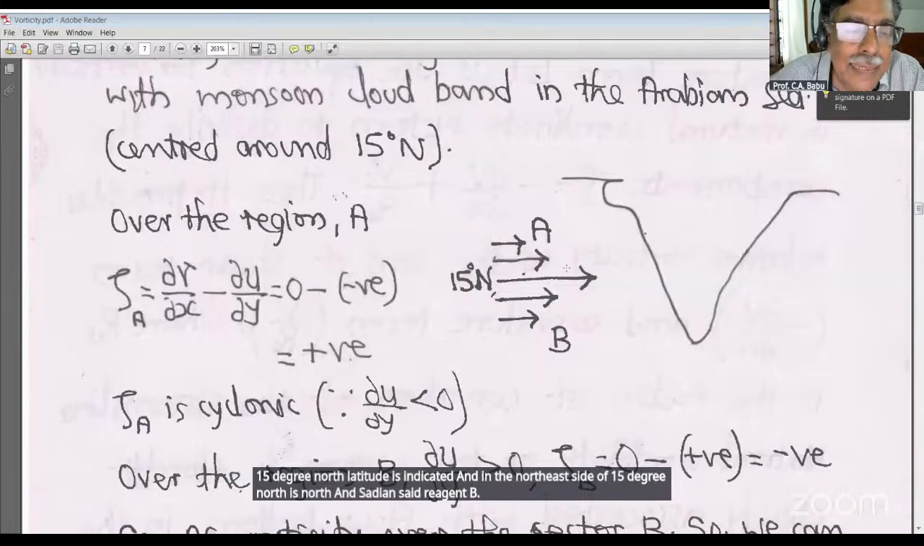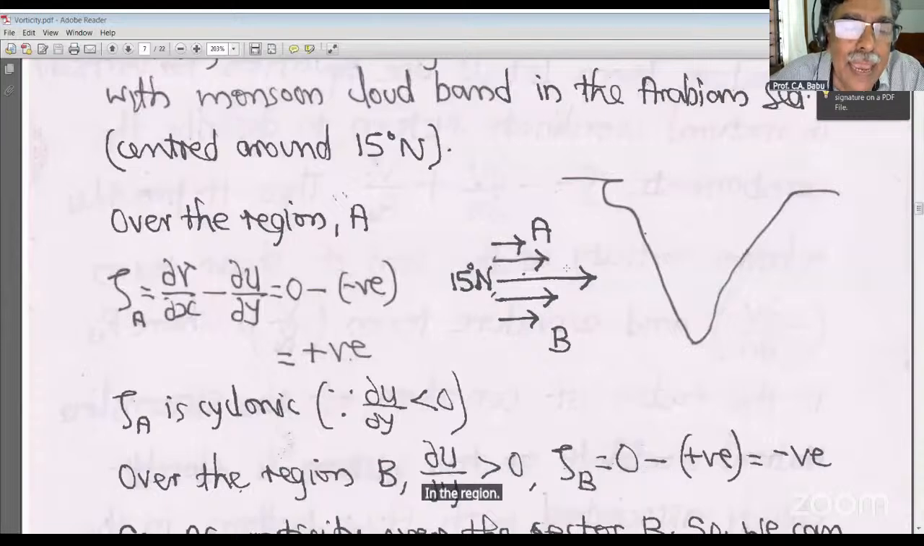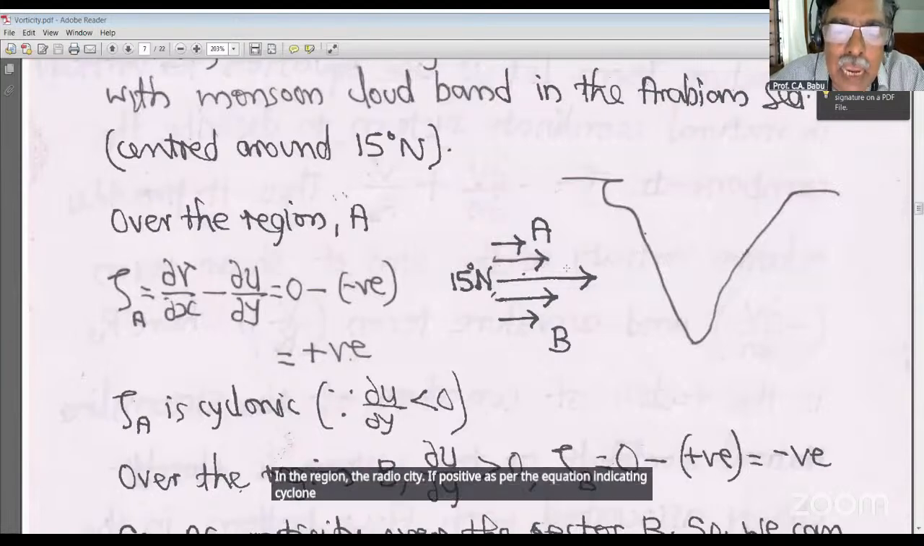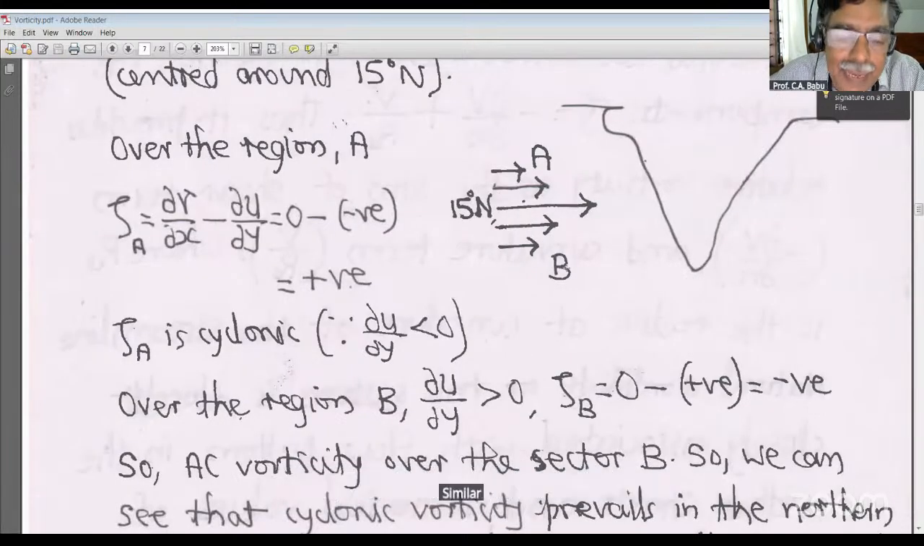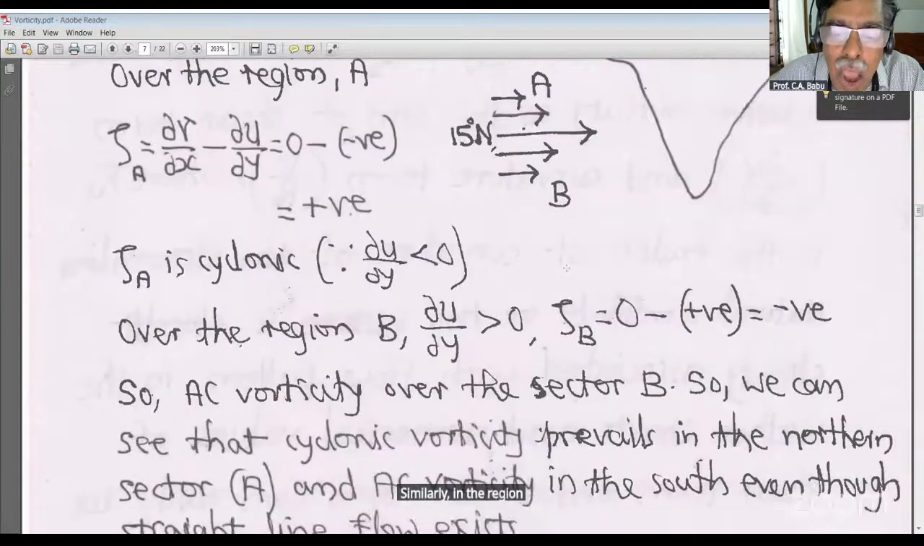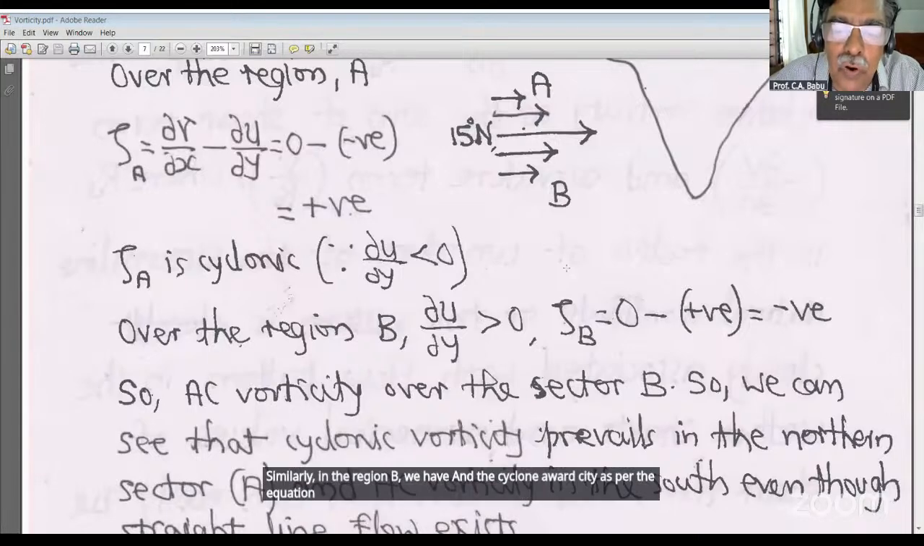In the region A, the relative vorticity is positive as per the equation, indicating cyclonic vorticity, even though the flow pattern is straight. Similarly, in the region B, we have anti-cyclonic vorticity as per the equation, even though we have straight line flow.